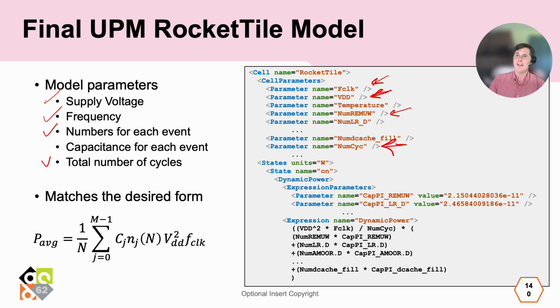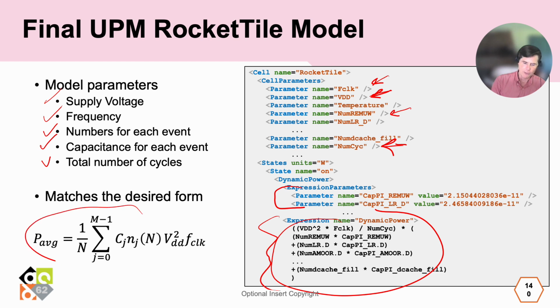You also needed to have the capacitance for each event. Those capacitances per event were considered part of the dynamic power expression as shown over here. And then the actual expression for this on state of the processor is simply a long expression that matches the one that we showed here, using all of the different parameters, as you can see in the UPM file.